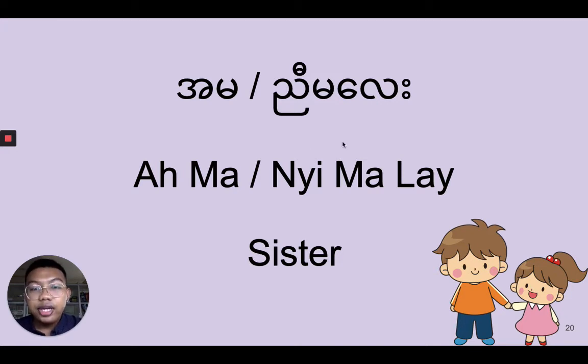For the younger sister, both male and female speakers can use nima le to mention their younger sister. There is no difference between male and female speakers. If I have a younger sister, I will call her nima le, and if a female speaker has a younger sister, she will also say nima le. So amma for elder sister, nima le for younger sister.